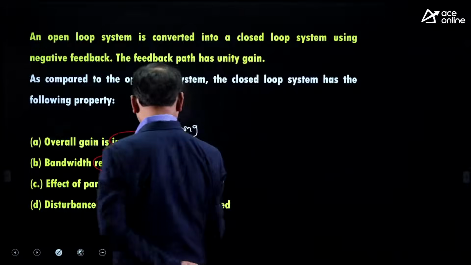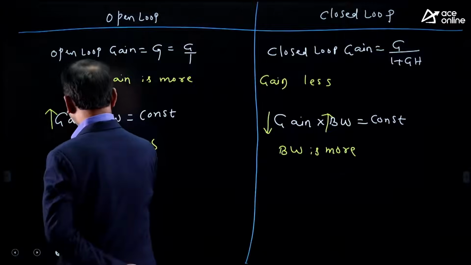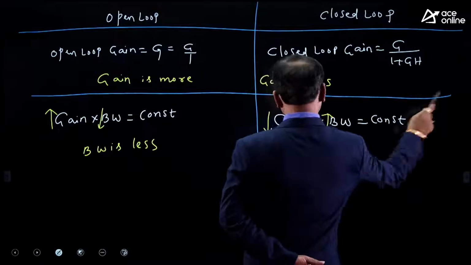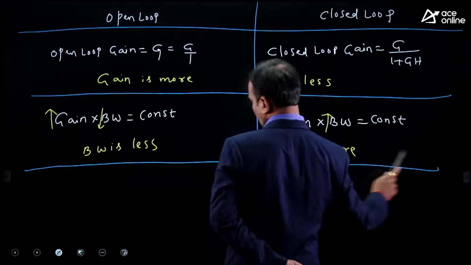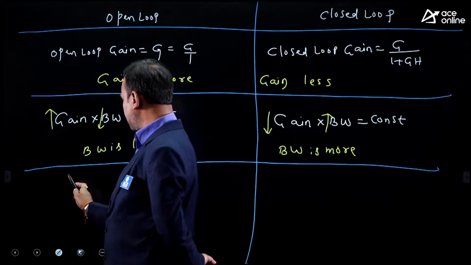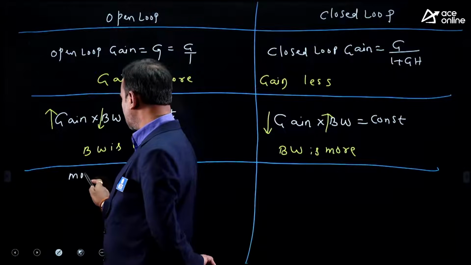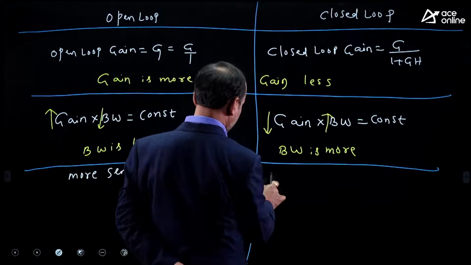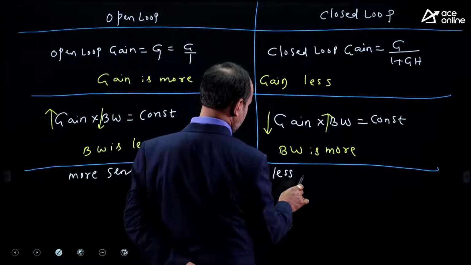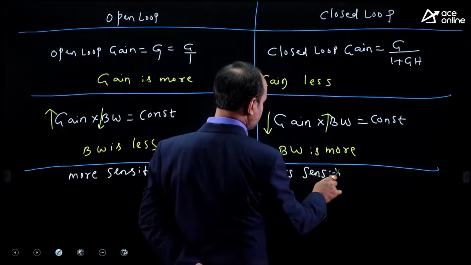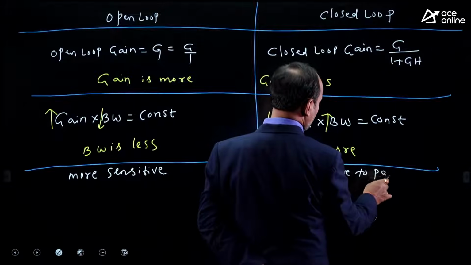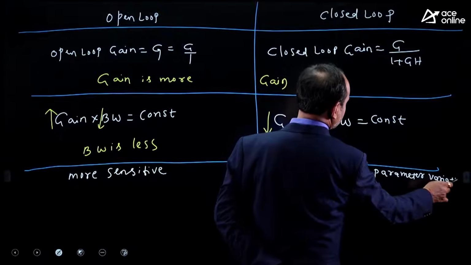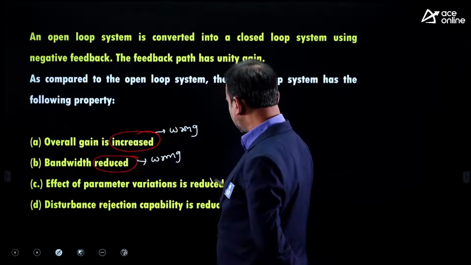Now the parameter variation is reduced. Here in the open loop system, it is more sensitive with respect to parameter variation. In the closed loop system, it is very less sensitive to parameter variation. Anything changes, very less effect on the system. So parameter variation is reduced. It is a correct statement.